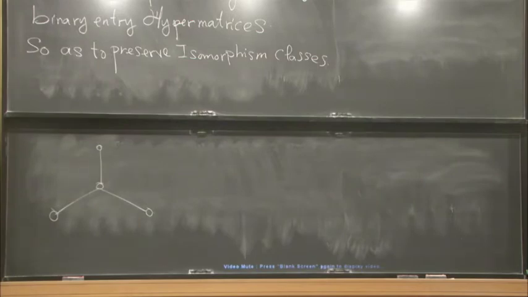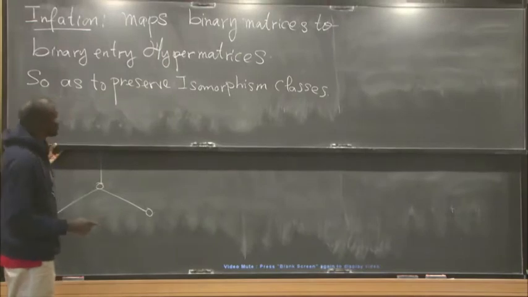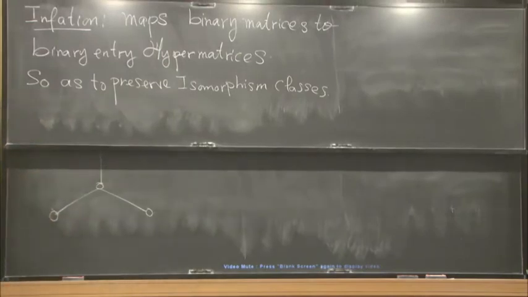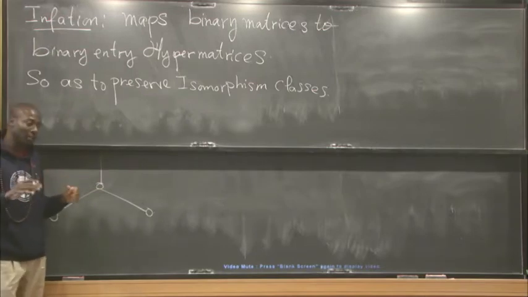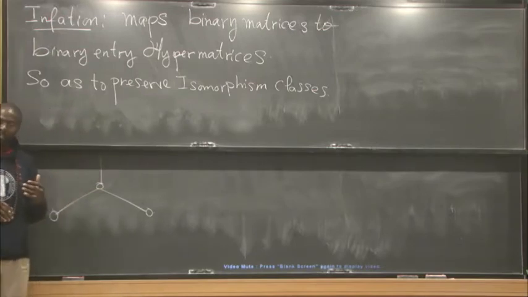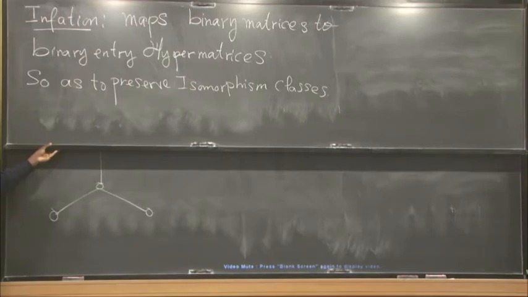Sorry? Oh, hypermatrix. This is a wonderful question. So a hypermatrix, you should think about it as a cuboid of numbers. So a matrix, you think of as a rectangle of values, 0s and 1s. And a hypermatrix is a cuboid of numbers.